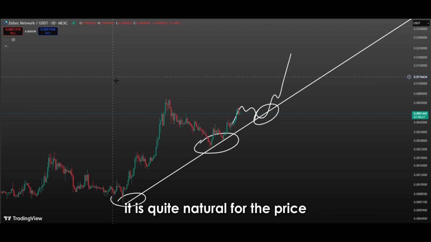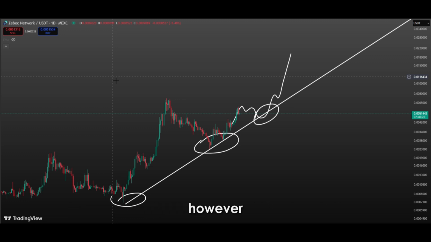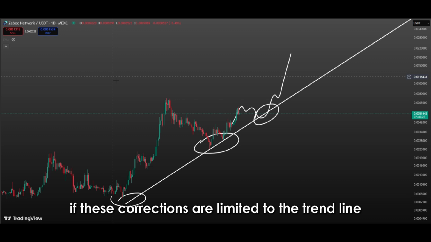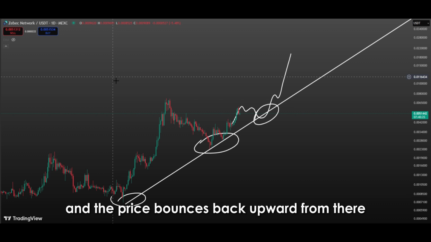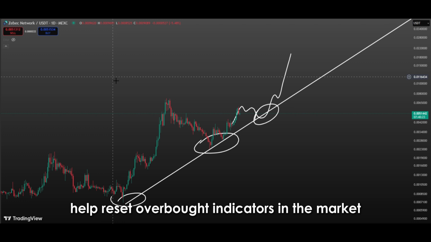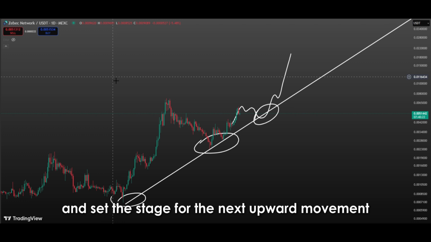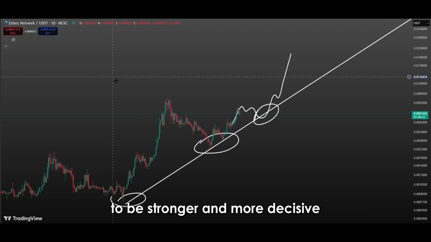That said, it is quite natural for the price moving within an ascending trend to occasionally undergo short-term corrections. However, if these corrections are limited to the trend line and the price bounces back upward from there, it shows that the trend is progressing in a healthy manner. Such corrections help reset overbought indicators in the market, rebalance volume, and set the stage for the next upward movement to be stronger and more decisive.